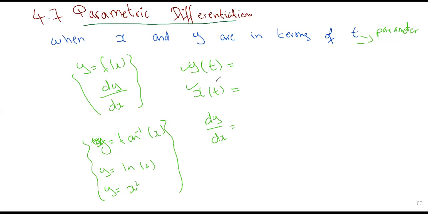So what would be your approach? I'll tell you. Do you know what the chain rule is? Yes. Excellent. We'll be using the chain rule. So if you have dy by dx, how would you do that if t is the parameter?